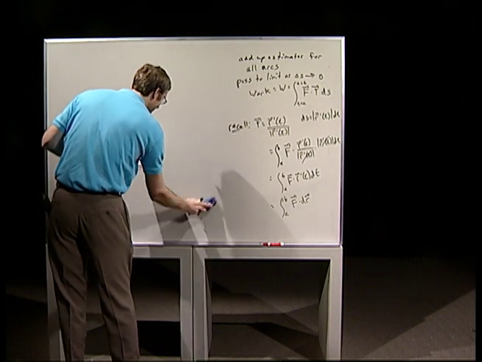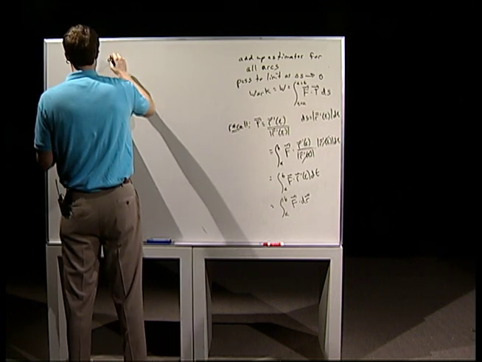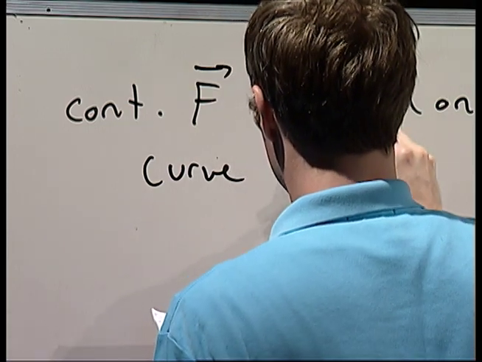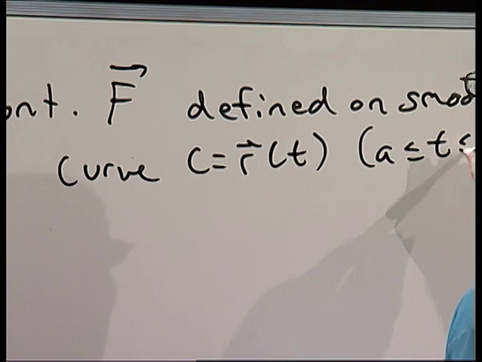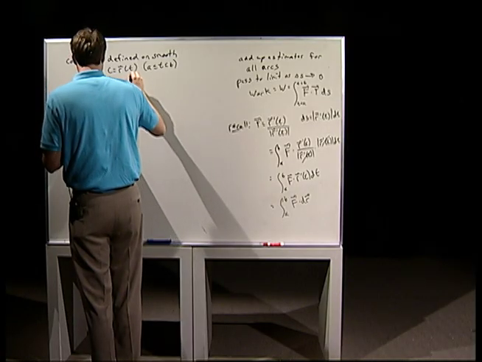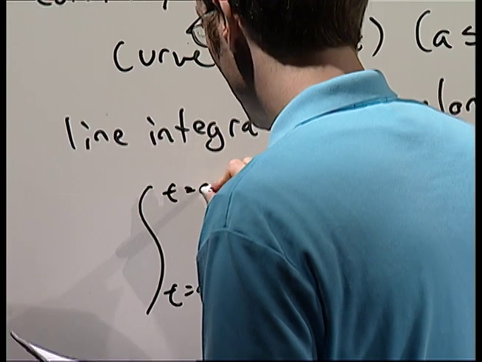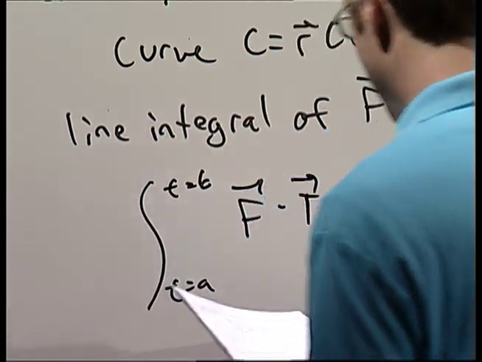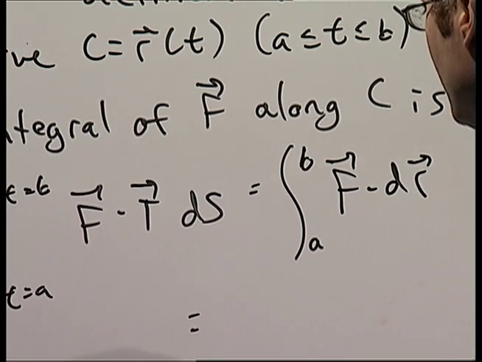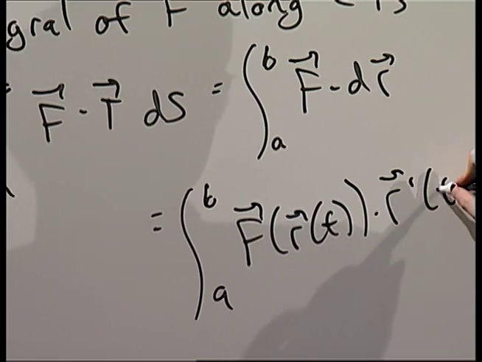All right, so let me say that up here briefly. If you have a vector field F, if you have a continuous F defined on a smooth curve C equals r(t), then we can define the line integral of F along C from t equals a to t equals b. It's that, and it's the shorthand F dot dr, right? And really, probably in its most useful form, it is F at r of t dot r prime dt.